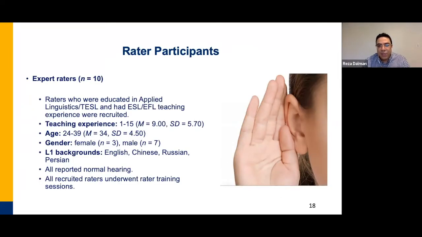To rate the intelligibility and comprehensibility of the L2 learners, I recruited 10 expert raters. In the context of this study, expert raters referred to raters who were educated in applied linguistics and TESOL, and had some ESL and EFL teaching experience. The age range of the raters was from 24 to 39, and they were predominantly male. They came from 4 L1 backgrounds, including English, Chinese, Russian, and Persian. All reported having normal hearing, and they all underwent rater training.